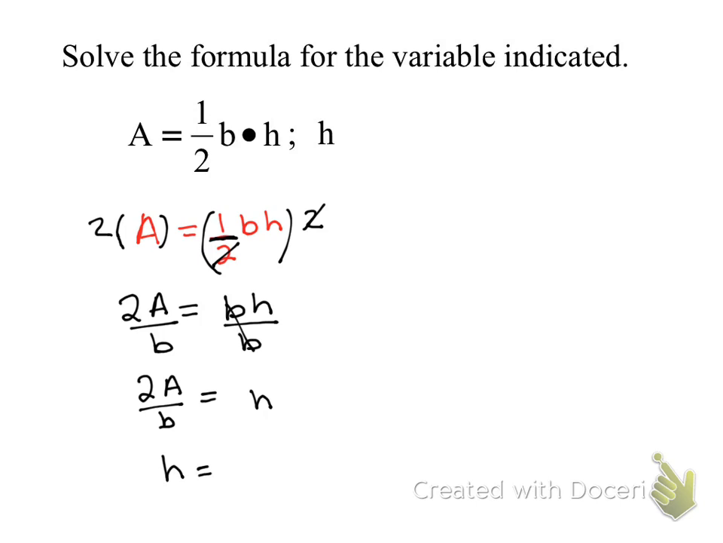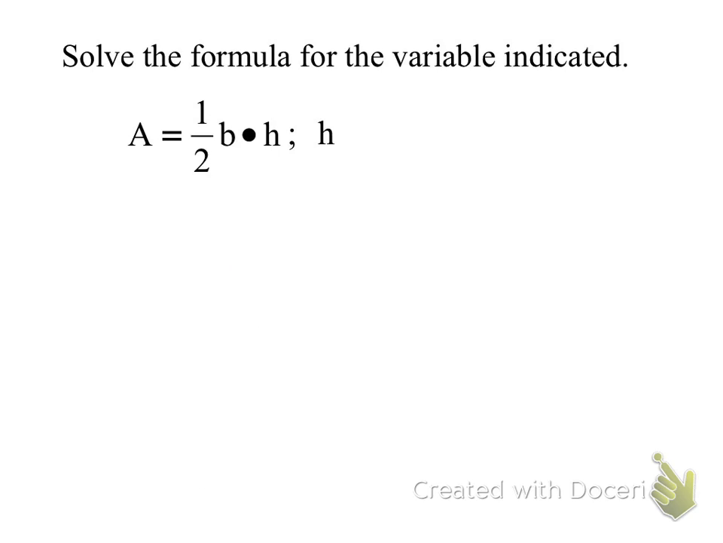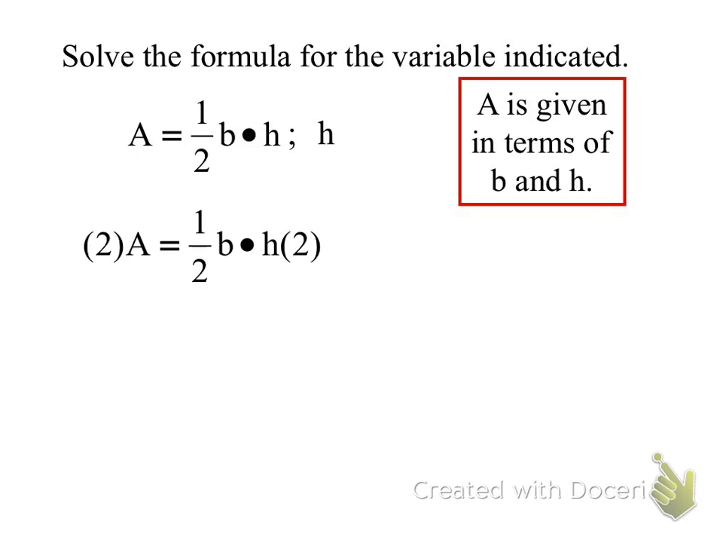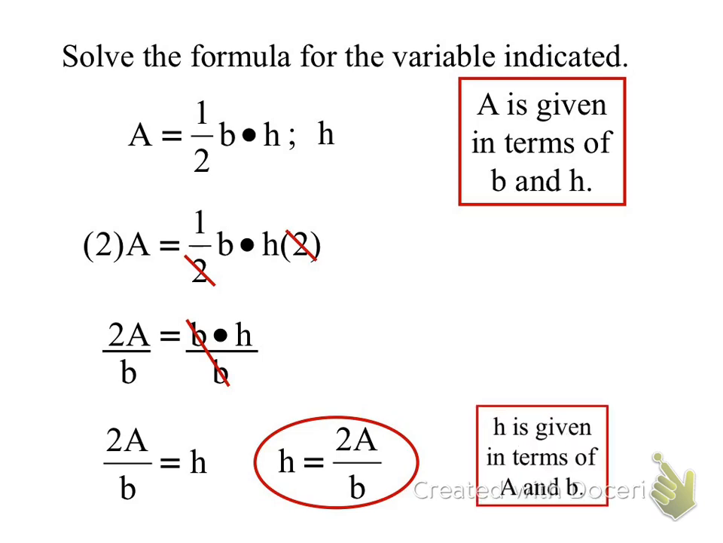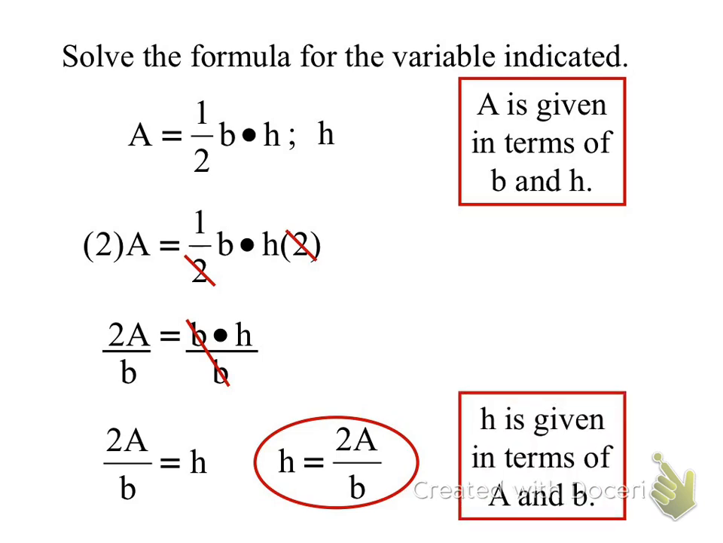And then I have to turn it around because I want H in terms of A and B. H is given in terms of A and B. We don't mention the numbers. Okay, so to begin with, we had area is given in terms of base and height, or B and H. A is given in terms of B and H. Now, I have height is given in terms of A and B. And if given a capital A, you need to keep it a capital A. If given a lowercase b, you need to keep it a lowercase b. Does that make sense?